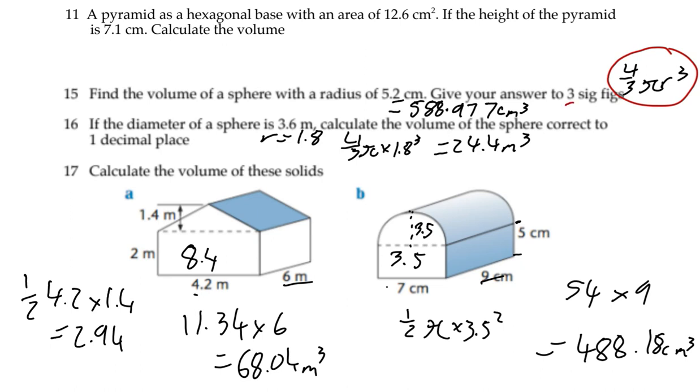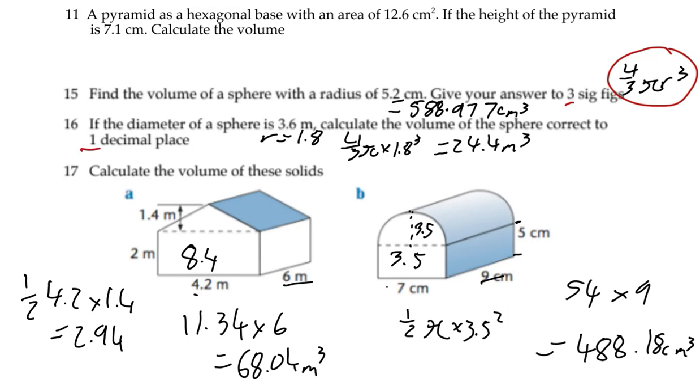For the next one, it gives us the diameter. We don't want diameter, we want radius. So we've got to half that. 4 on 3 pi times 1.8 cubed gives me 24.4 meters cubed. I only wanted 1 decimal place this time.